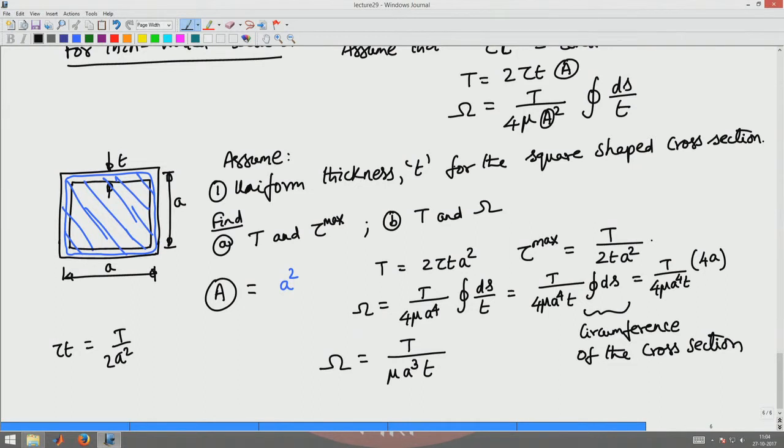So, with this we conclude our discussion on torsion. What we have seen is how to analyze closed sections subjected to a twisting moment or torsional moment, that we saw in the last class. We derived a torsion equation T by J equal to tau by R equal to mu omega. And then in today's class we saw what happens when there is warping.